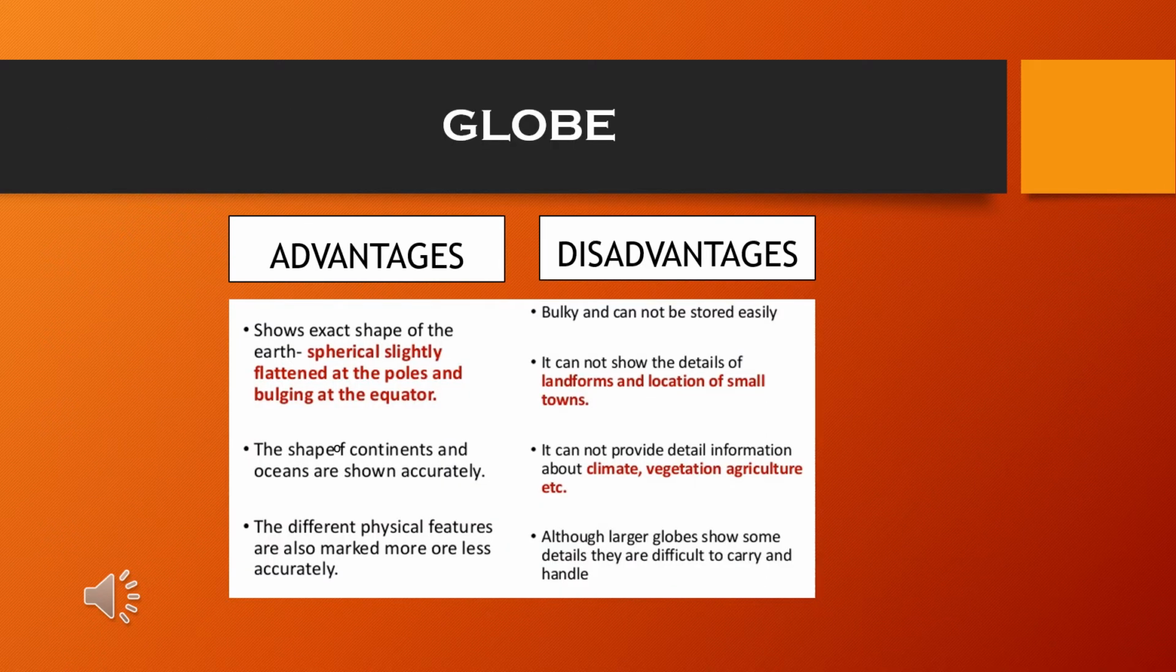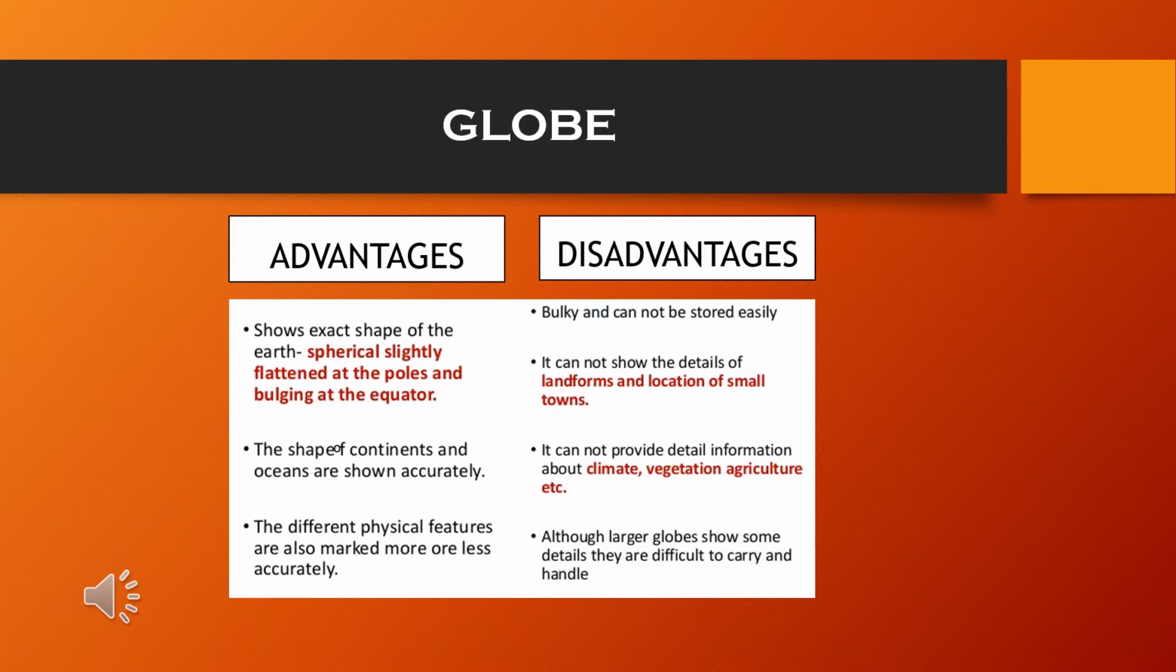As every coin has its two sides, similarly, there are certain advantages and disadvantages of the globe. First, the advantages. It shows the exact shape of the Earth, that is, slightly flattened at the poles and bulging at the equator. The shapes of continents and oceans are shown accurately. The different physical features are also marked more or less accurately.